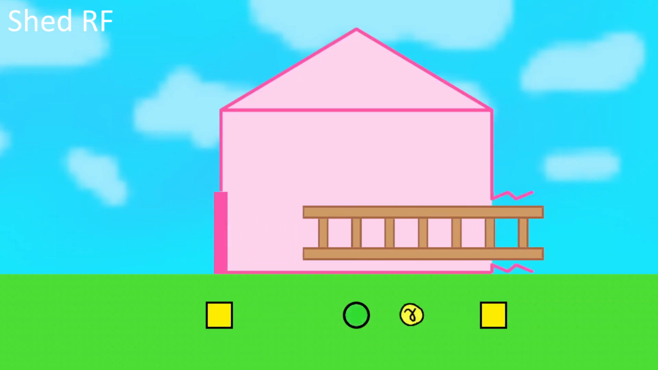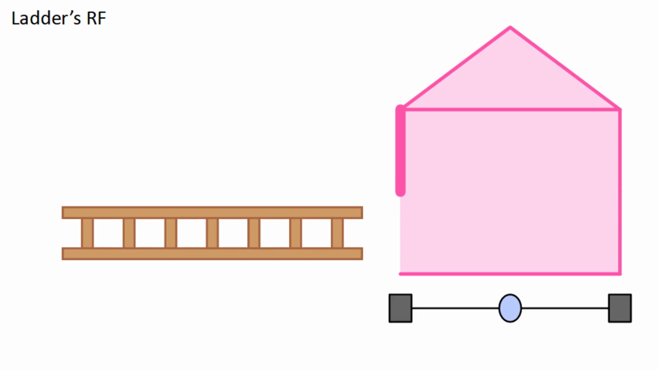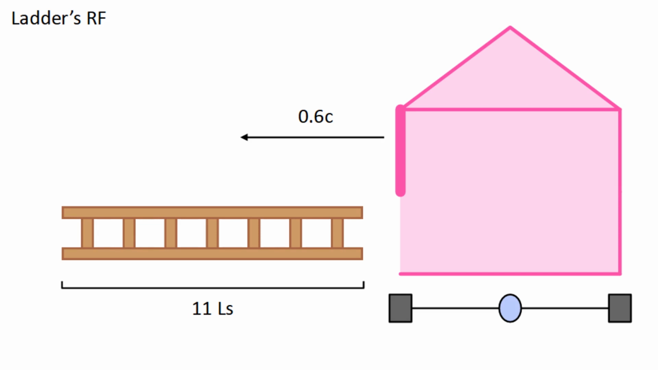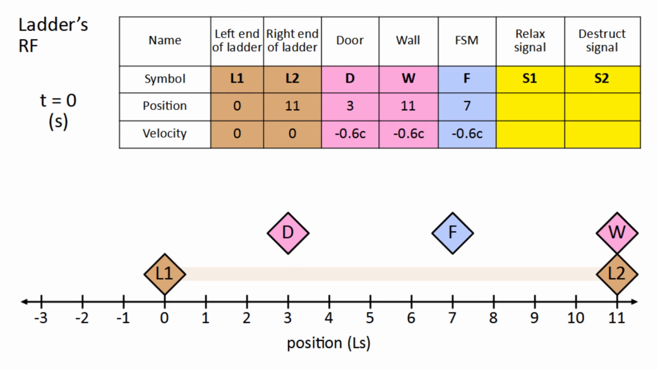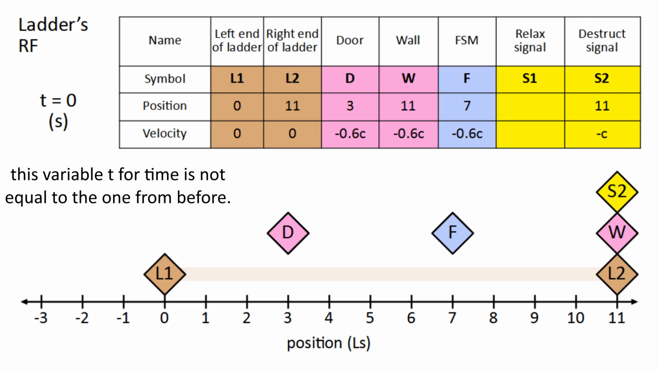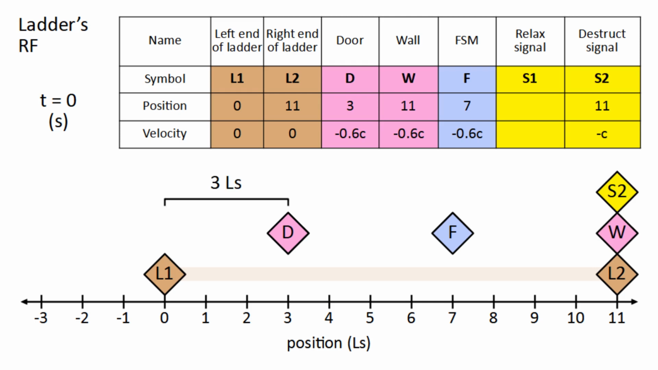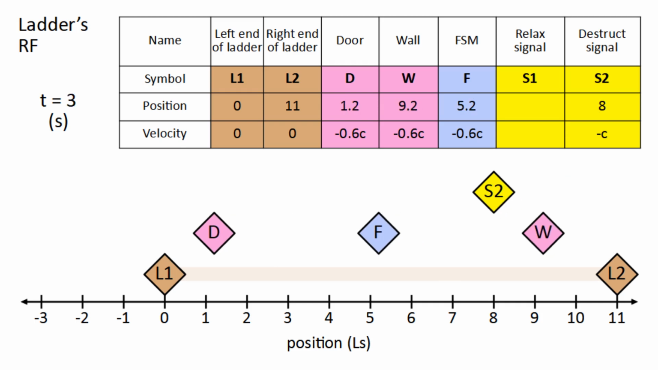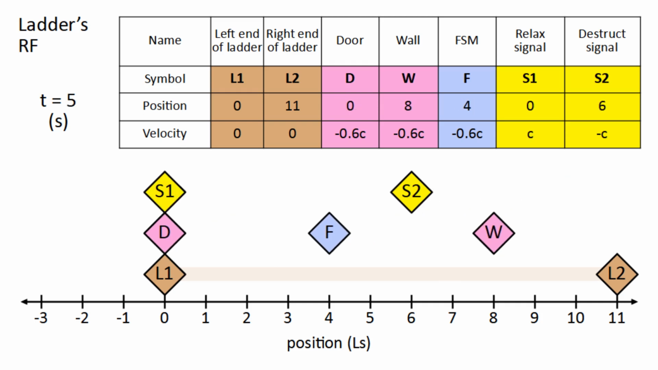Now let's switch over to the ladder's perspective. In this reference frame, the ladder is 11 light seconds, and the shed is moving to the left at 0.6 C, so its length is contracted to 8 light seconds. This time around, the wall breaks first, so time 0 will be when the wall breaks and sends the self-destruct signal. The door is 3 light seconds away from the left end of the ladder, which means after 5 seconds, the door will close and send out the relax signal.